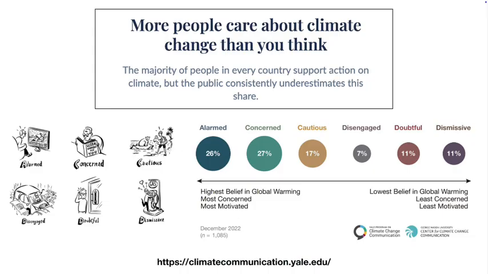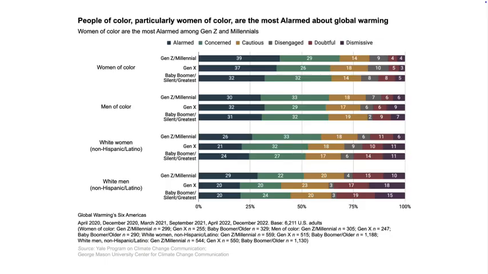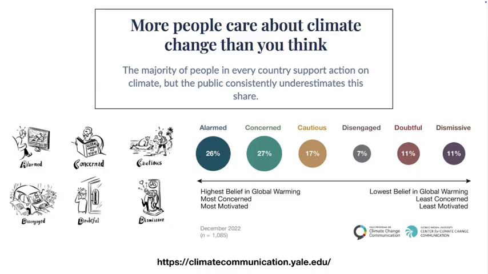So people care about climate change. These next two slides show that people of color, particularly women of color, are the most alarmed about global warming. So what these two are trying to point out is that if you had concerns, and this kind of goes back to the class in general as well, if you've got concerns about global warming or climate change or any of those things, you're not alone. Lots of other people agree with you. This isn't just a vacuum.